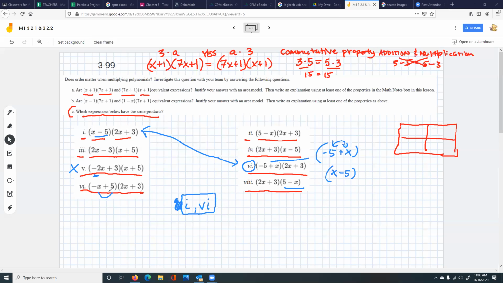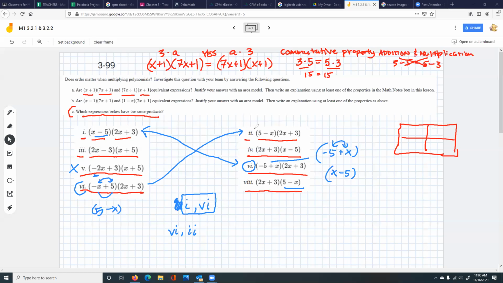This one, if I rewrite negative x plus 5, isn't that the same as this, right? If I rewrite this, that's 5 minus x. If I switch these two around, that's 5 minus x. So those two go together. Okay, so number 7 goes with number 2, I mean VII. Okay, so those two go together.